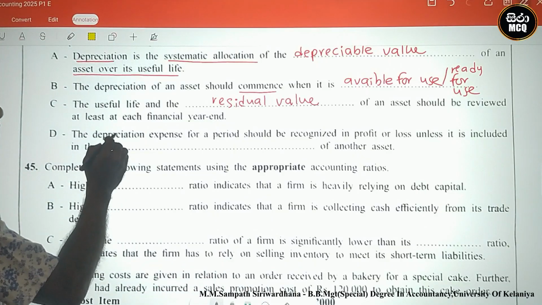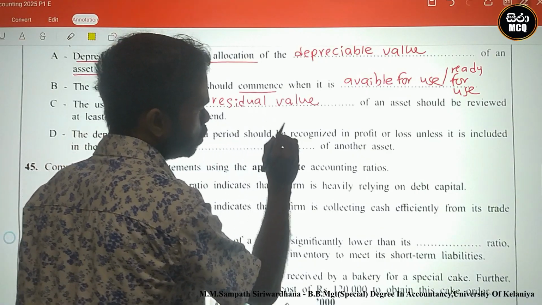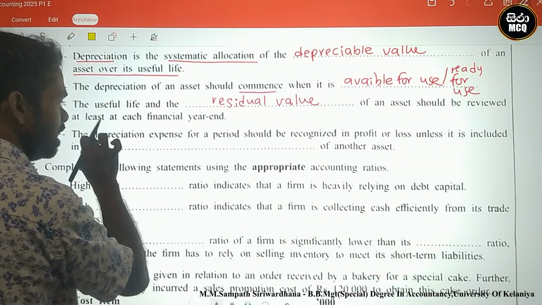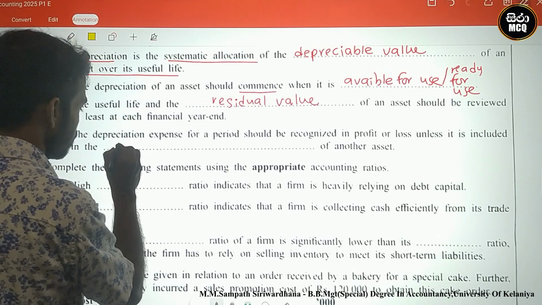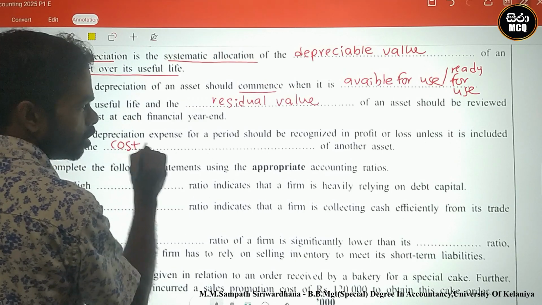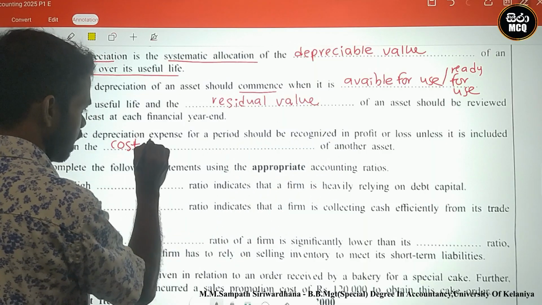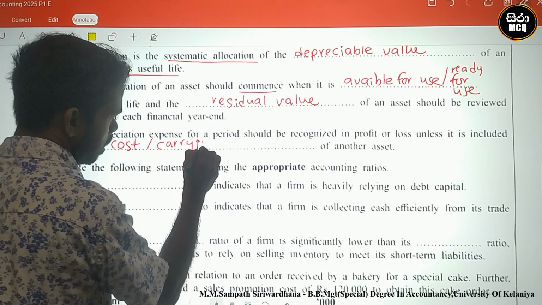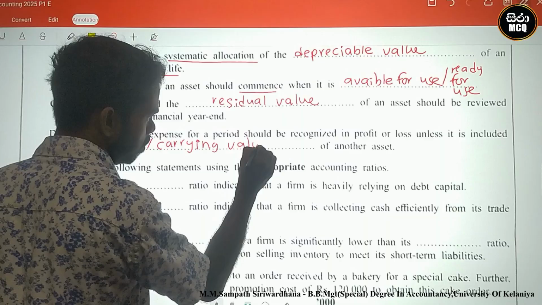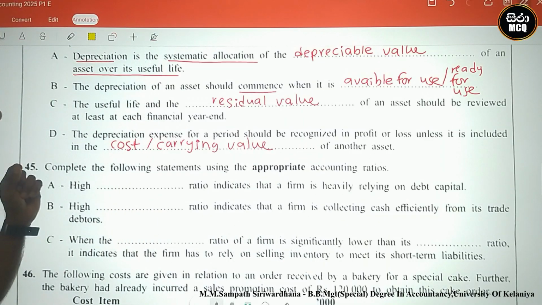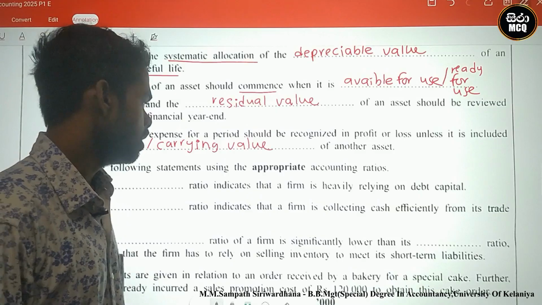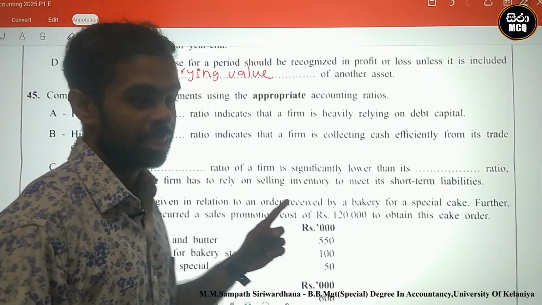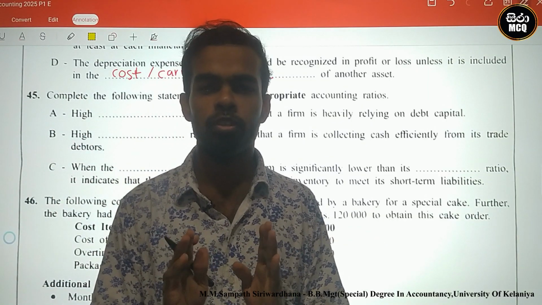Okay, look here, the depreciation expense for the period should be recognized in profit or loss normally, unless it is included in the cost or carrying value of another asset. Cost is the best word to identify this. Okay, this is the end of the question. After that, this is a ratio question. Okay, in the next video we meet question number 45.